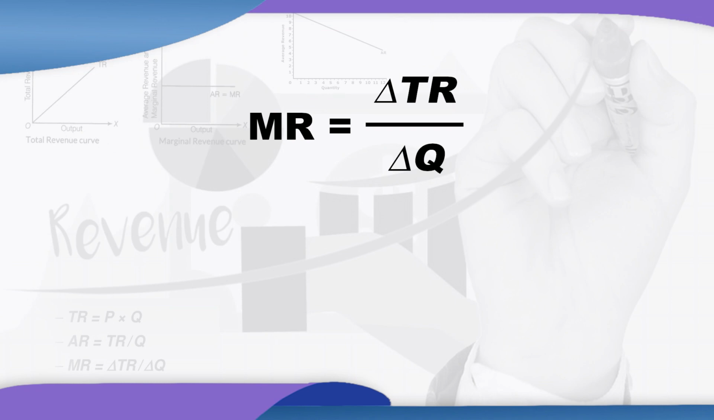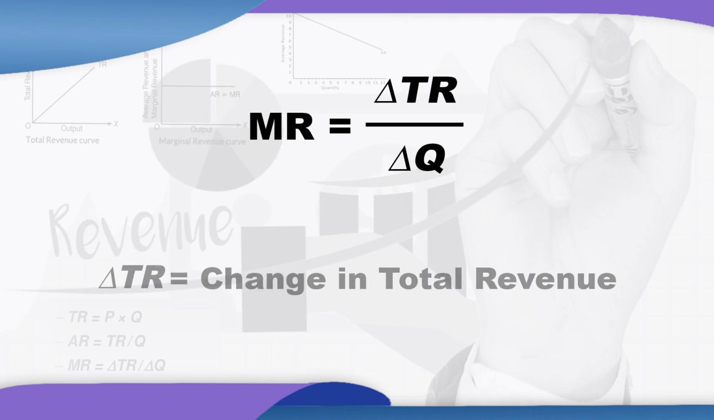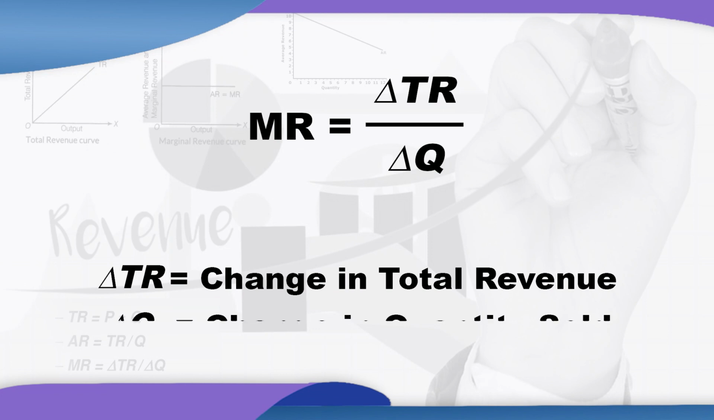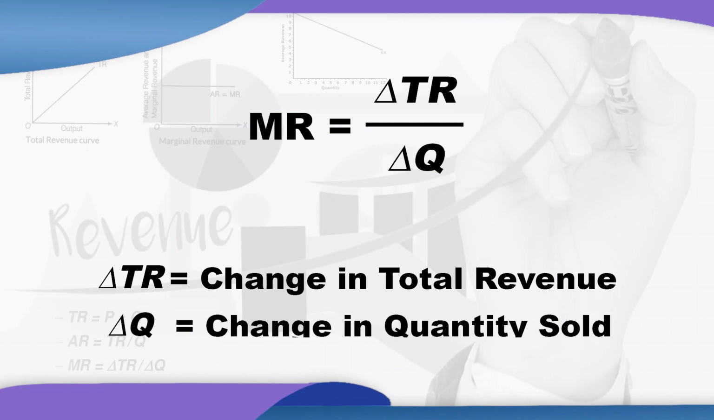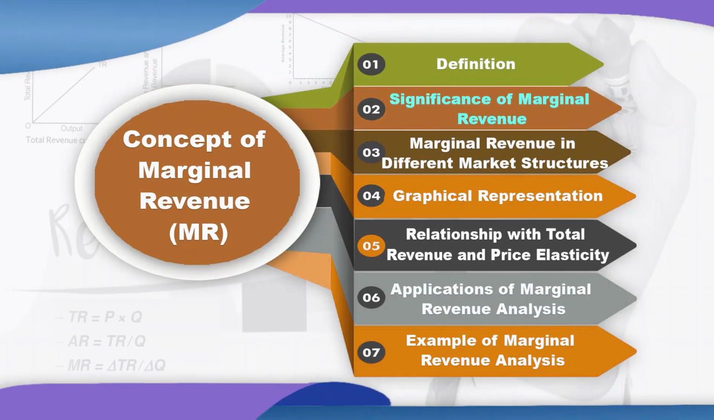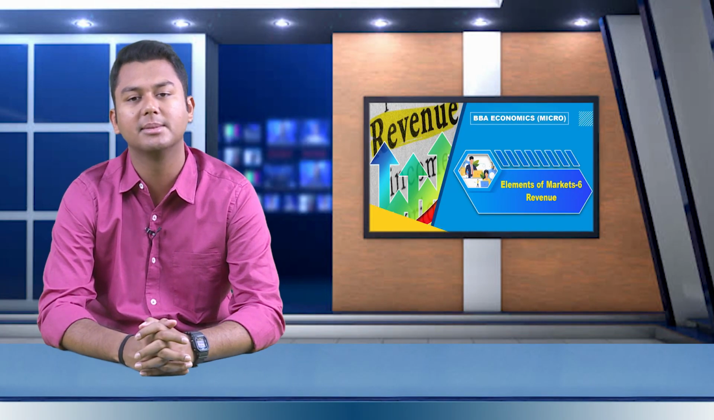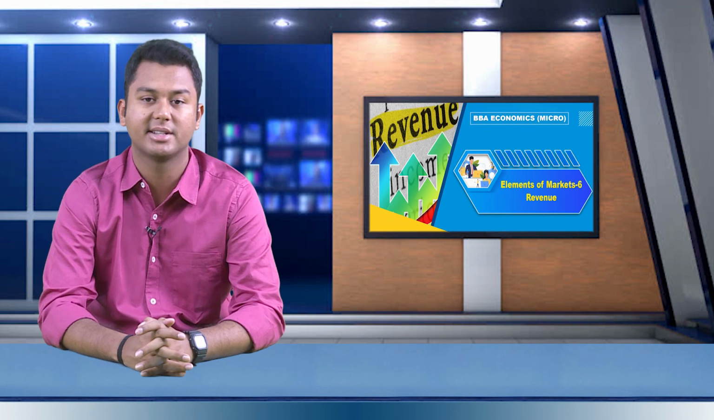This can also be done by differentiation, where change in TR is the change in total revenue and change in Q is the change in quantity sold. That small triangle represents change. Let us understand the significance of marginal revenue now. Marginal revenue helps firms determine the optimal level of production.